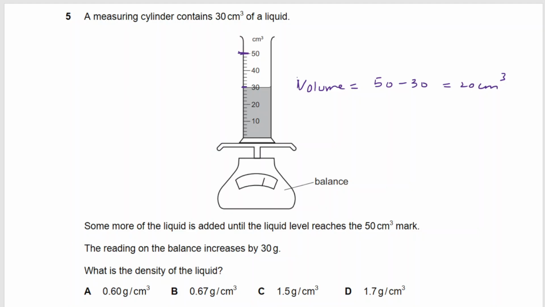The reading on the balance increases by 30. How much has it gained? It has gained 30 grams. So mass is 30 grams. Now we have to find the density. We know density is equals to mass upon volume. Mass is 30, volume is 20, which gives us 1.5, and the unit will be the mass unit over the volume unit, gram per centimeter cube. So the answer is C.